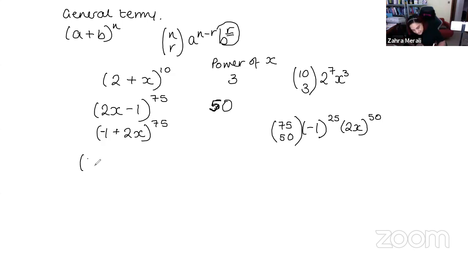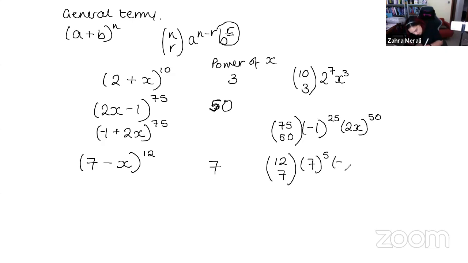So say I had 7 minus x to the 12, and I wanted the 7th power of x. What I'm going to have there is I'm going to have 12c7. So whatever power of x is the number on the bottom. And I'm going to have 7 to the power of 12 minus 7, which is 5. And then I'm going to have minus x to the 7, which will give me the 7th power. So that's something that doesn't necessarily always get taught in an obvious way, but comes up in an exam. And I think my students eventually get there, but it's quite good to think of it just as a general term.